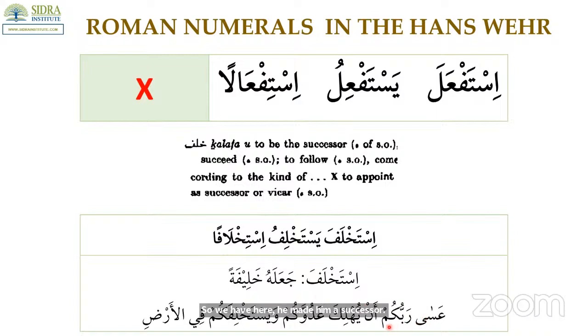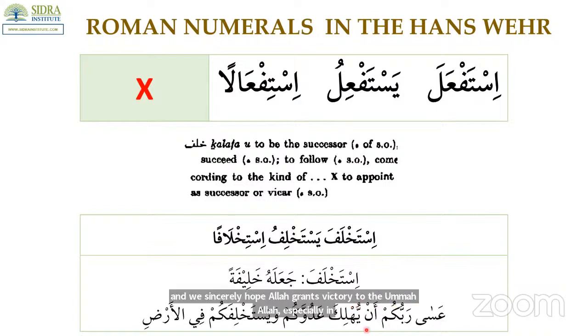So for example, asa rabbukum an yuhlika aduwwakum, hopefully your Lord will destroy your enemy, وَيَسْتَخْلِفَكُمْ, and he will make you successors in the land. And we sincerely hope Allah subhanahu wa ta'ala grants victory to the Ummah at large, especially in Palestine. عسى ربكم أن يهلك عدوكم ويستخلفكم في الأرض فينظر كيف تعملون. So here we got istakhlafa, yastakhlifu, istikhlafan. So that is finished.